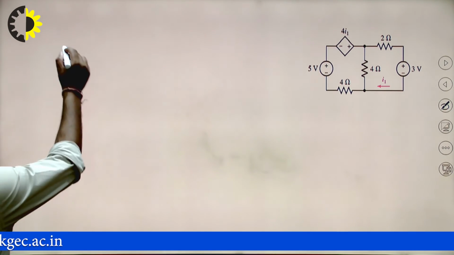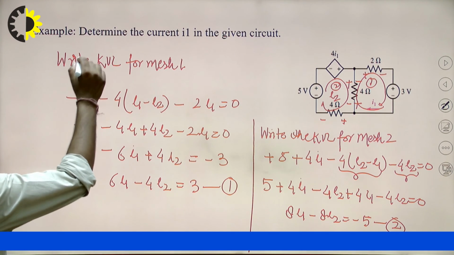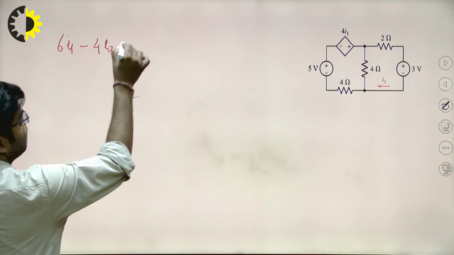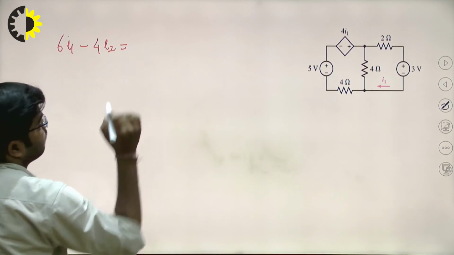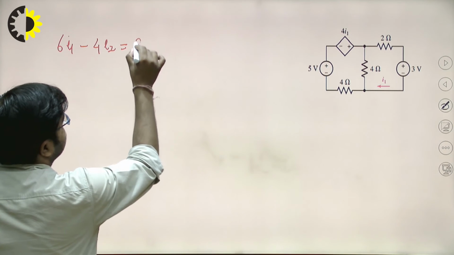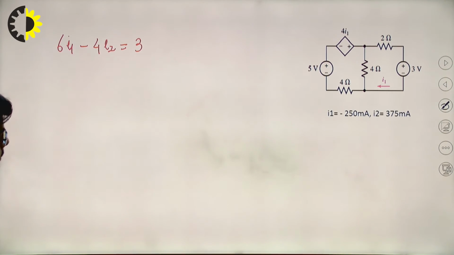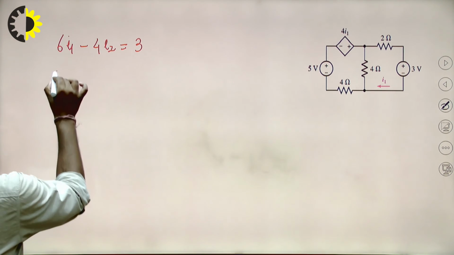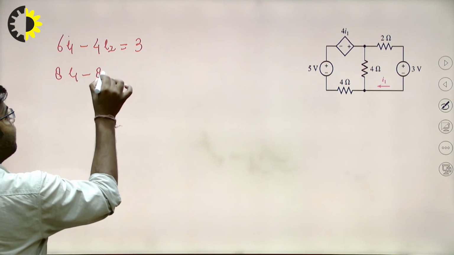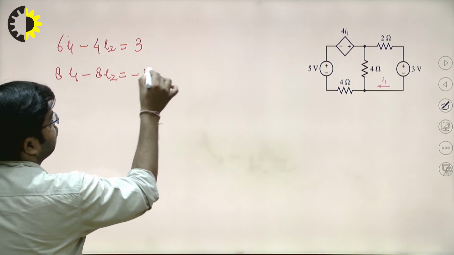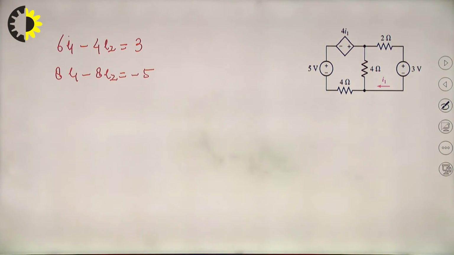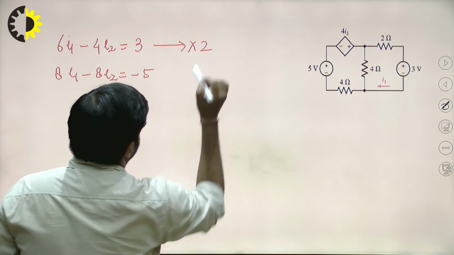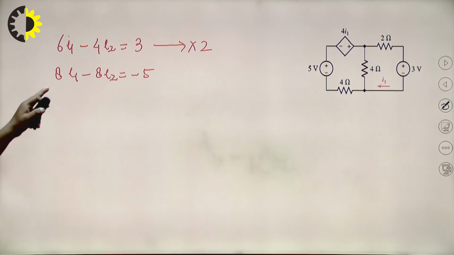So what is equation number 1? 6I1 minus 4I2 that is equal to 3. Then you have 8I1 minus 8I2 that is equal to minus 5. Now solve this equation. So just multiply this equation with 2 and subtract this equation from this equation.